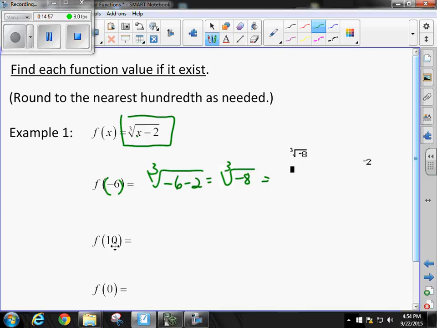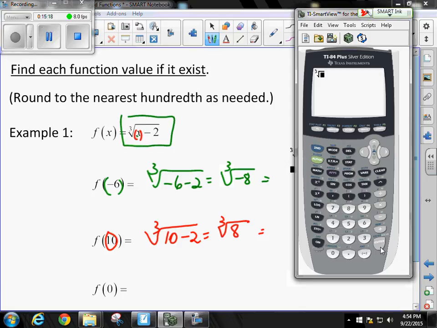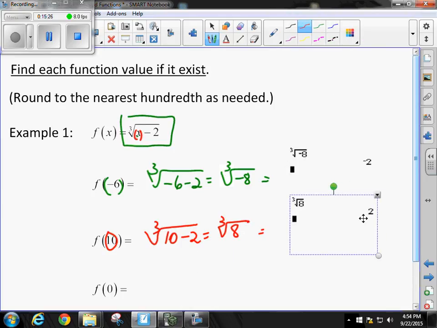Now, the second time, I'm going to put in 10 where the x is. So I have the cube root of 10 minus 2, which will be the cube root of 8. So I'm going to get my calculator. Math 4 gives me the cube root. I'm doing 8, and the cube root of 8 is positive 2. And that shouldn't be such a surprise. The cube root of negative 8 was negative 2, so the cube root of positive 8 is going to be positive 2.